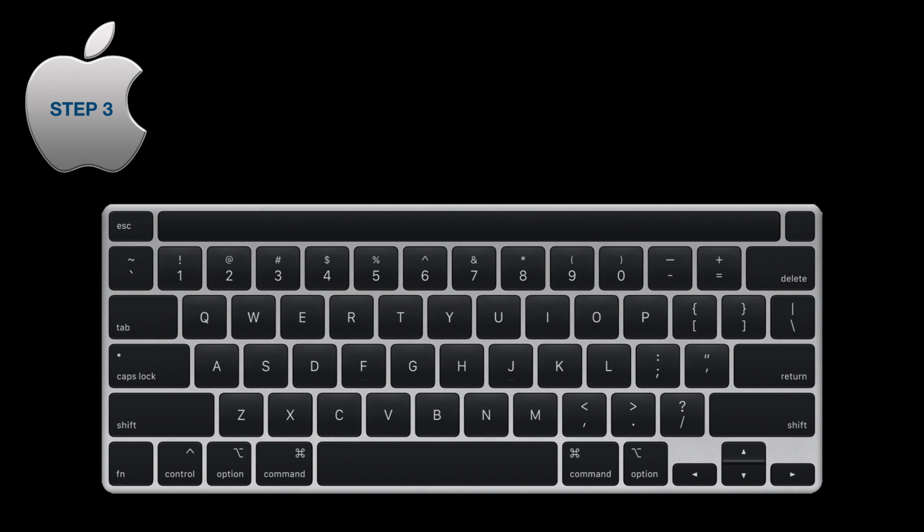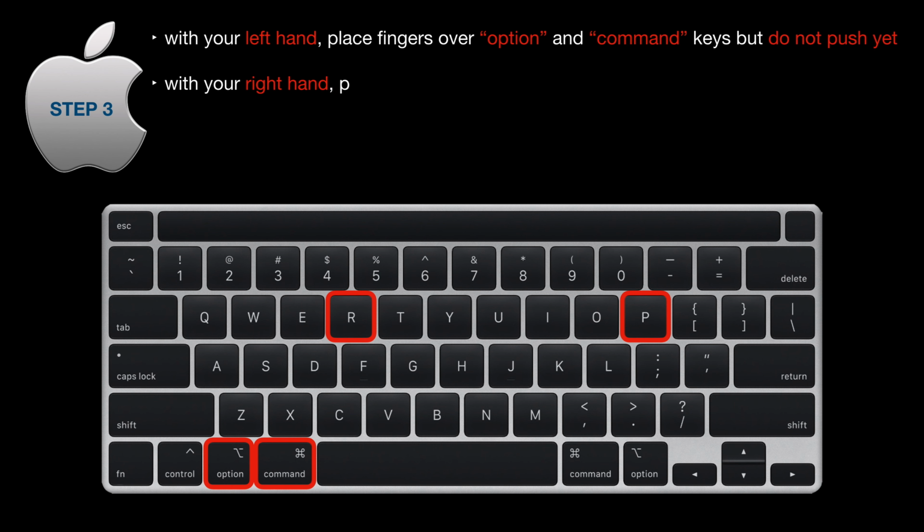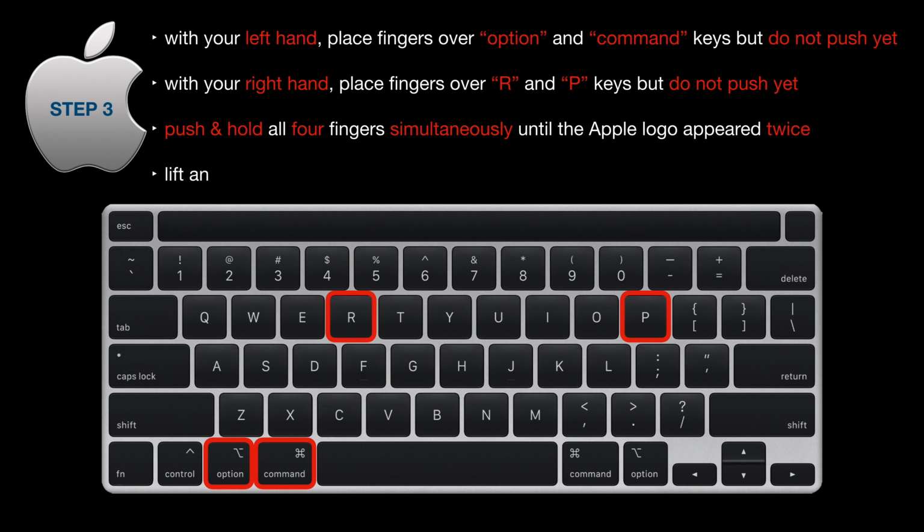Step number 3. We already did the SMC reset, and now we are doing another reset which is hardware related, and which I'm going to explain in a moment. So the way this works is with your left hand, place fingers over the Option and Command keys, but do not push yet. That's the same as when we had the SMC reset. With your right hand, place fingers over R and P keys, but again, do not push yet. And by the way, your MacBook has to be completely switched off in order to get this working.